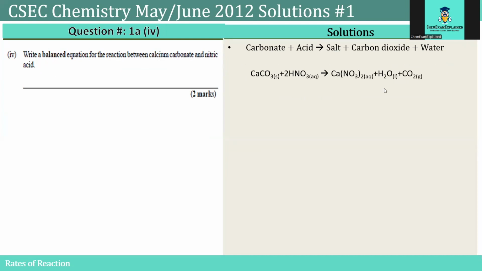So to help with writing the equation, let's start with a general word equation. Of course, we'll start with a carbonate and an acid, and it would react to form salt, carbon dioxide, and water. In this case, our carbonate is calcium carbonate, which is in the solid state. We have our nitric acid in the aqueous state. When they react, it will produce the salt, calcium nitrate. Of course, it is aqueous because all nitrates are soluble, plus water, which is a liquid, and carbon dioxide, which is a gas.